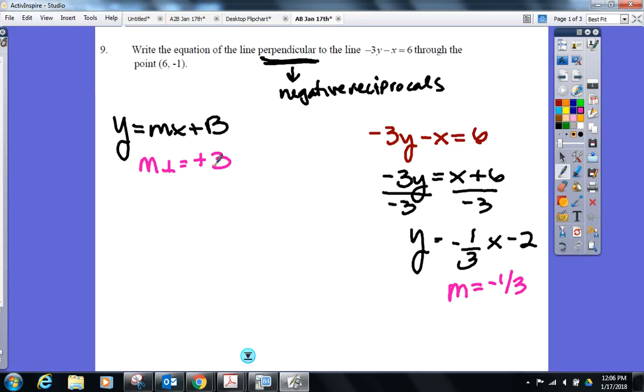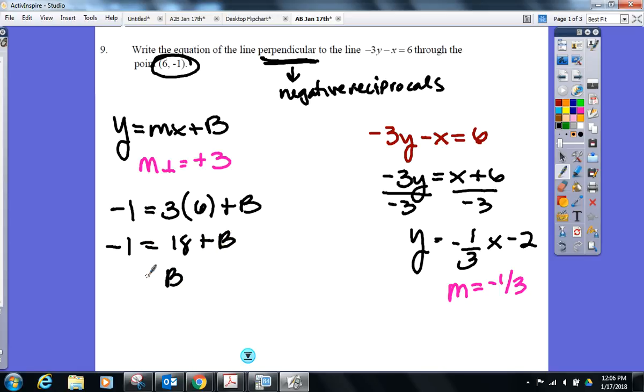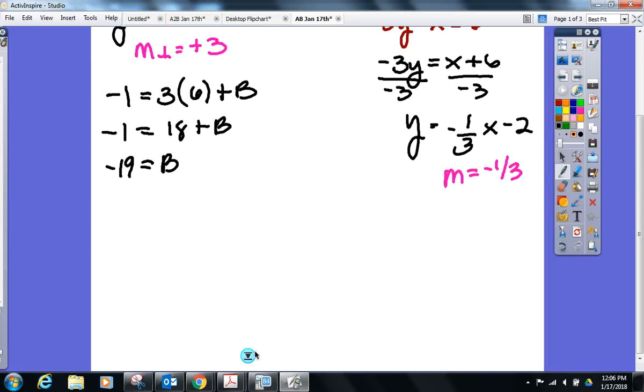I got the tough part done. Now I just need to find what's the y-intercept, and we did a problem similar to this yesterday. How do I find the y-intercept? I plug in the point that that line goes through. What's the y-coordinate? Negative 1 equals the slope we just found was 3. What's the x-coordinate? 6 plus b. And now I'm on my way to solve. Negative 1 equals 18 plus b. So the y-intercept is negative 19. I put the two together to come up with y equals 3x minus 19.